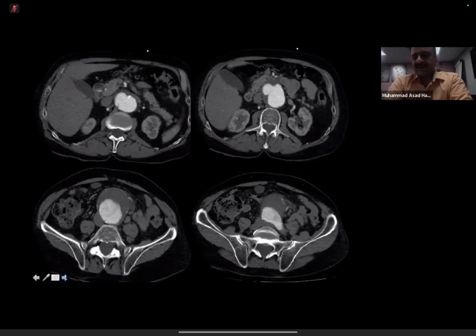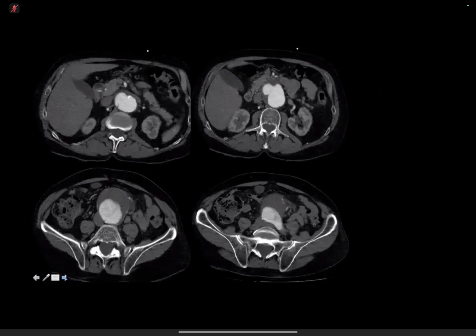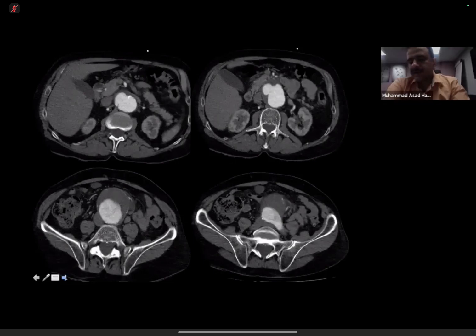What does that fat stranding suggest, basically? So it's a focal area of inflammation and I suppose weakness or outpouching, which means it's an area which may rupture. Very good. Okay. So this is an abdominal aortic aneurysm.